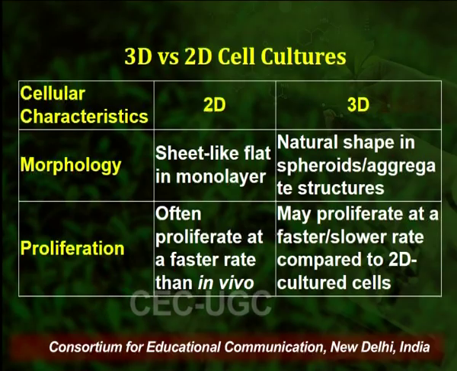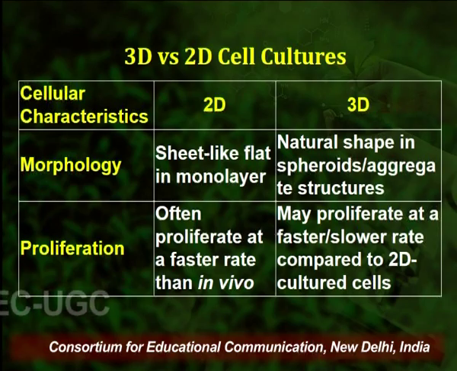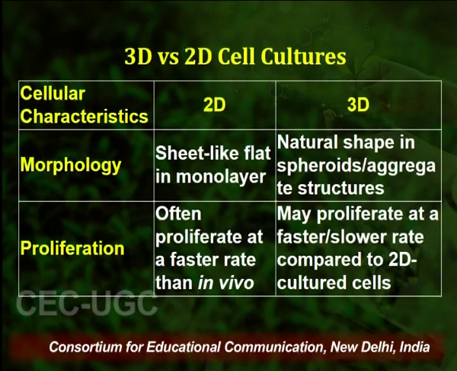And if we talk about proliferation of the cells in 2D and 3D cultures, then in 2D the cells normally proliferate at a faster rate than under in vivo conditions, whereas in 3-dimensional cultures the rate of proliferation is a bit slower, or it can be faster depending upon the type of study you are performing. So it varies depending upon the type of culture in comparison to the 2-dimensional cell cultures.